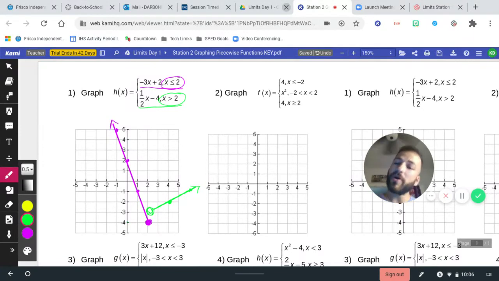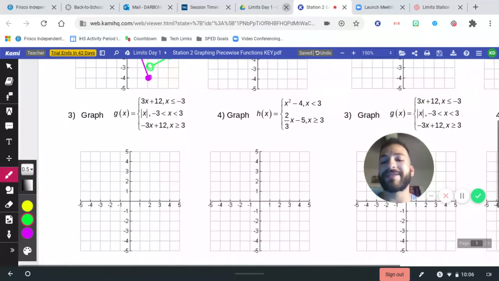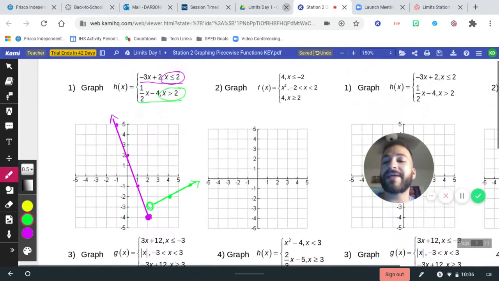Okay. The reason we're going through graphing these is just to help our understanding of limits. So work through number 2, 3, and 4. You can always check this key when you get back to the end. And then at the end, just tell me which functions are continuous and which ones are discontinuous. I'll get you started. If you were to give me a guess, would you say number 1's continuous or discontinuous?